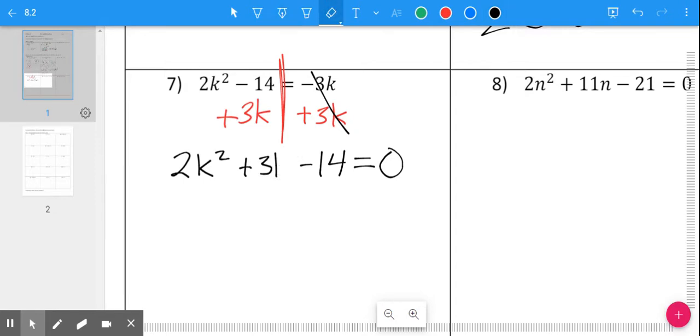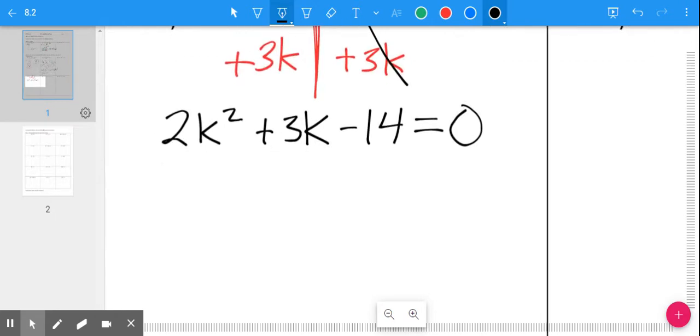Make my k look a little better. So 3k is not a like term with anything on the left side of that equation, so you cannot combine it with anything. You just bring it down. So now we can factor this.